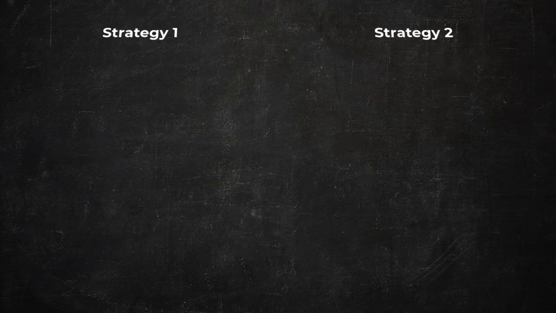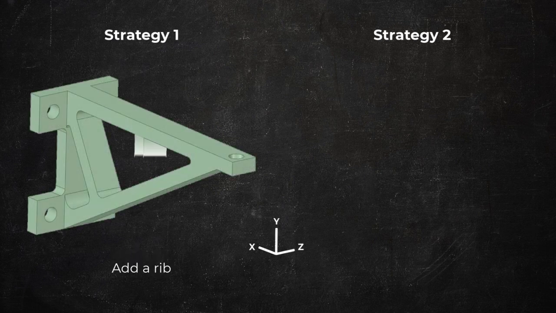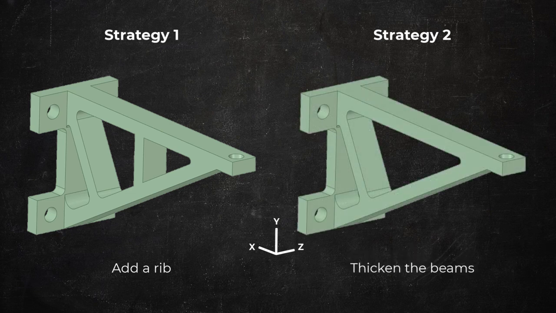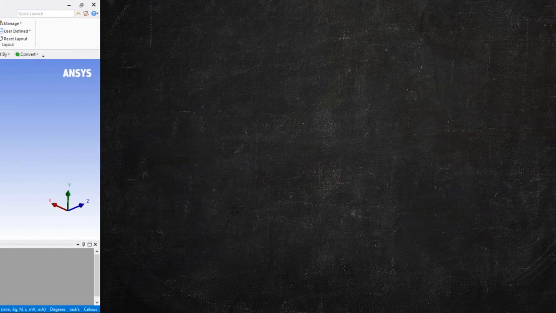Now, I can think of two strategies to do so. Strategy 1 is to add a rib linking the top and the bottom beam where large strain energy density areas are. Strategy 2 is to simply increase the thickness of the top and bottom beam in Z direction. Which one is the right way to go with, or maybe both of them are good choices?